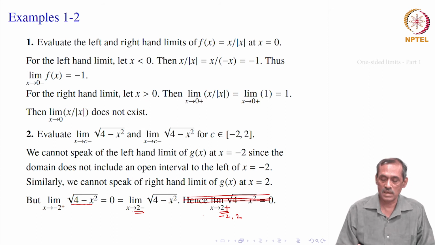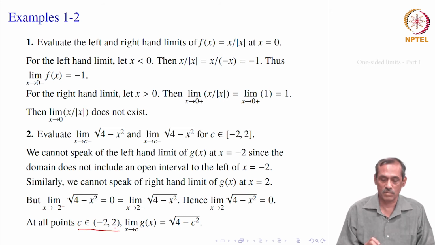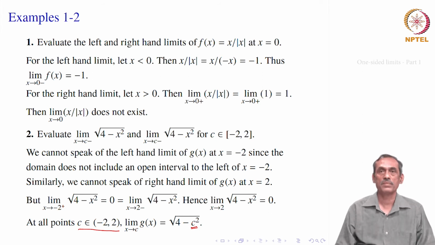And what about c in the open interval minus 2 to 2? So, all points c lying between minus 2 and 2, but not equal to minus 2 or 2. It is easy to see that, because of the algebra of limits, the limit of the square root of g x will be the square root of 4 minus c square, and that is well defined. Both left and right are well defined now, and that is the limit. So, the limit of the square root of 4 minus x square as x goes to c, when c lies between the 2 points minus 2 and 2, but not equal to them, is equal to the square root of 4 minus c square.